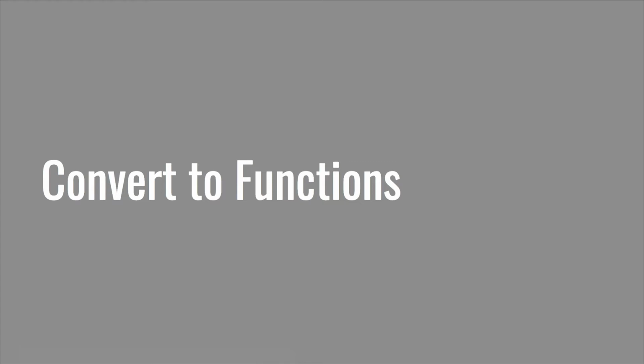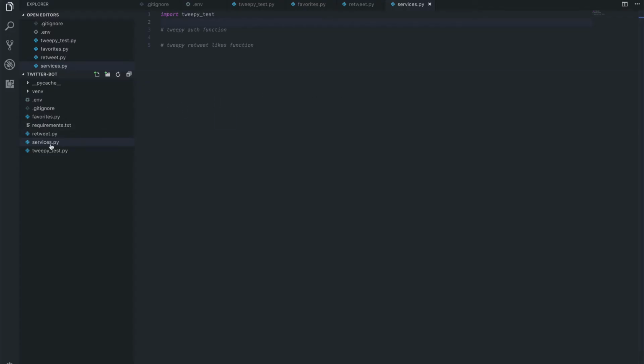Let's convert what we just put together in the previous few sections into functions. This is going to make it easier for our final script. Okay, let's create a new services.py file, and in it we're going to create a Tweepy authentication function and a Tweepy retweet favorites function. So we can define the Tweepy auth function that returns an API object.